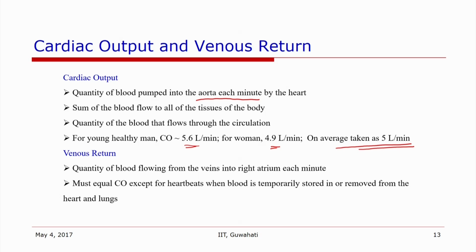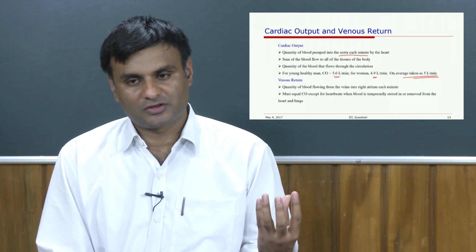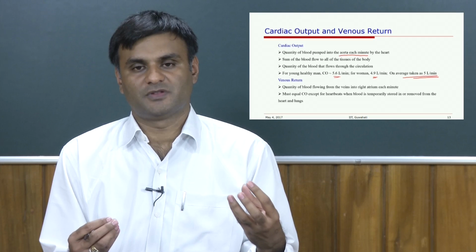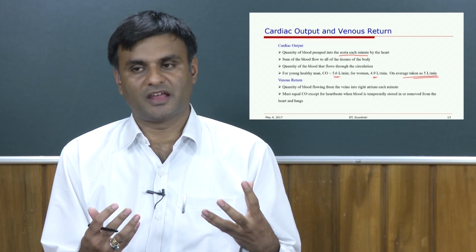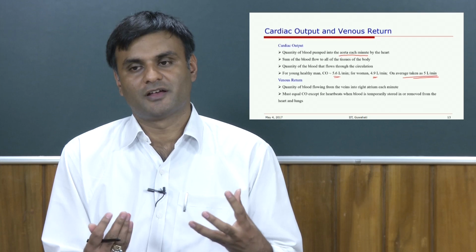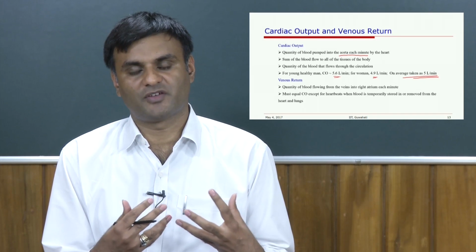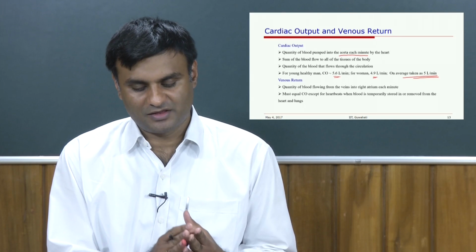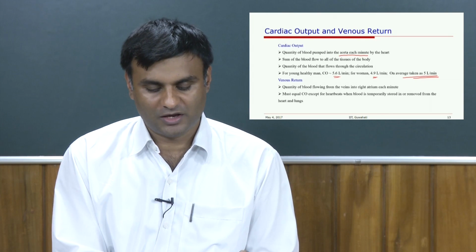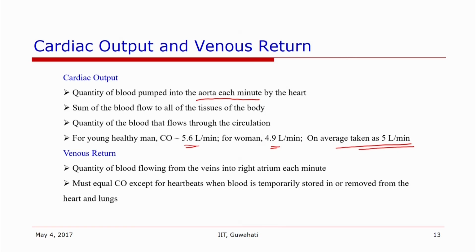The quantity of blood that is returned from the veins into the atrium is called venous return. To satisfy mass conservation, whatever flow is going out from the heart has to come back through the veins, otherwise there will be a problem. Enough blood will not be there for supply, or a lot of blood will be stored in the veins. So on an average they have to be equal. The venous return will generally be equal to the cardiac output.